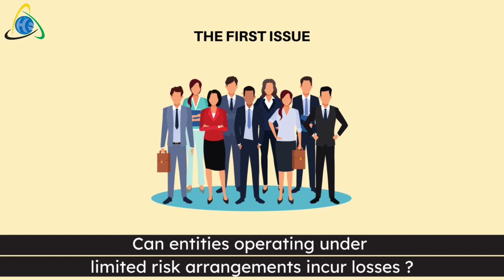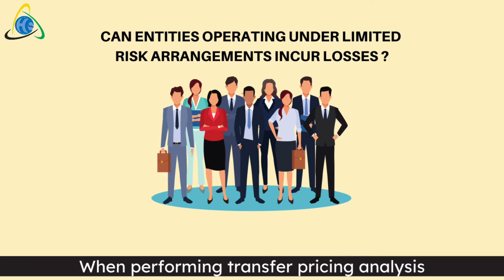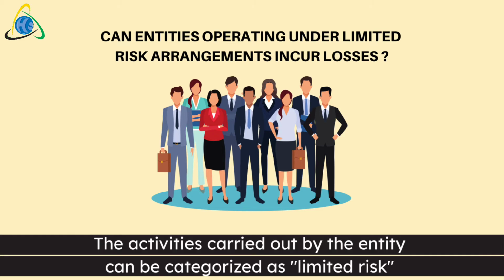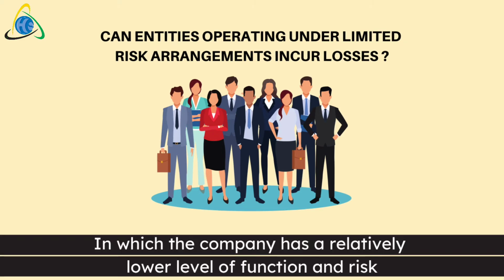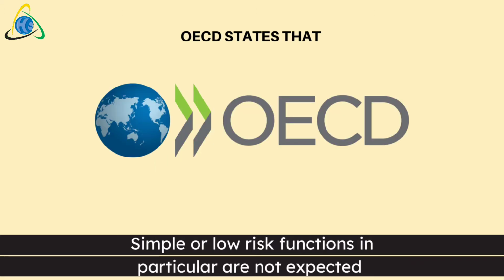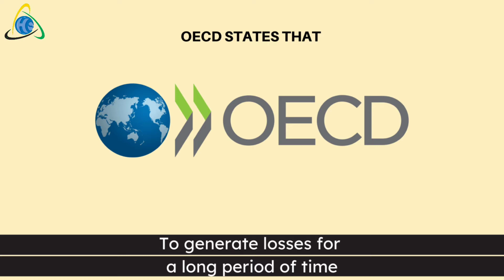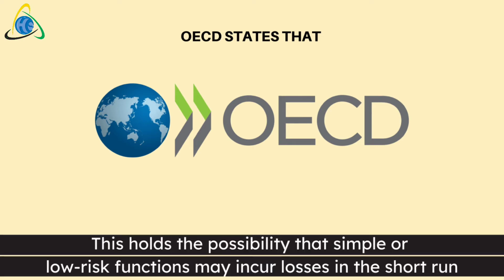The first issue: can entities operating under limited risk arrangements incur losses? When performing transfer pricing analysis, the activities carried out by the entity can be categorized as limited risk, in which the company has a relatively lower level of function and risk. The OECD states that simple or low-risk functions in particular are not expected to generate losses for a long period of time. This holds the possibility that simple or low-risk functions may incur losses in the short run.